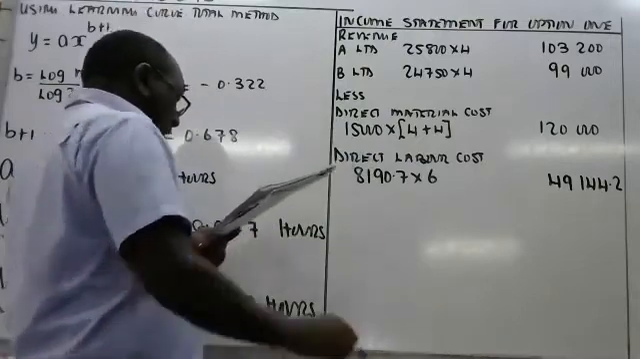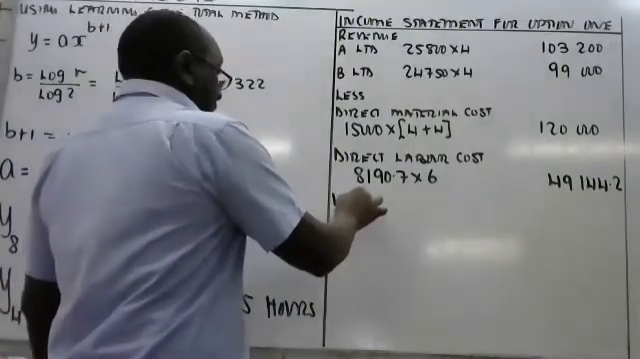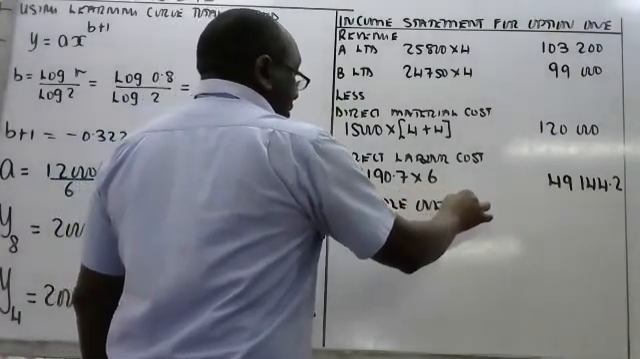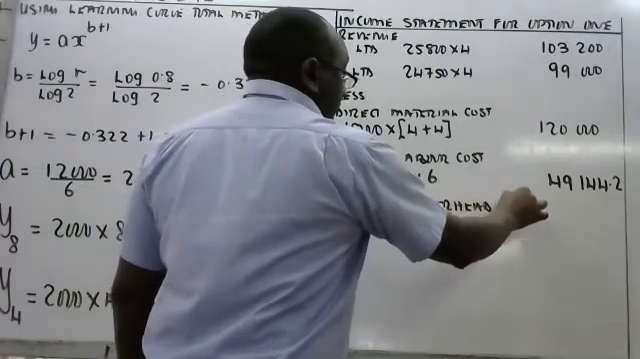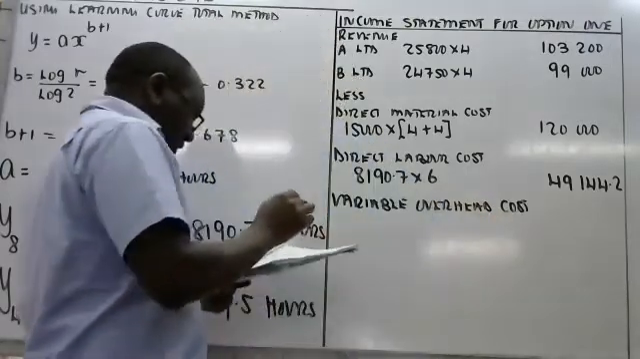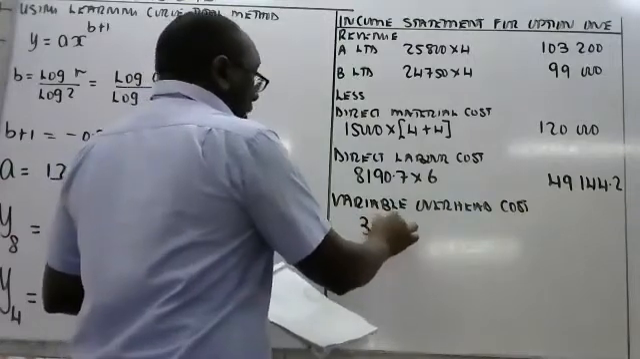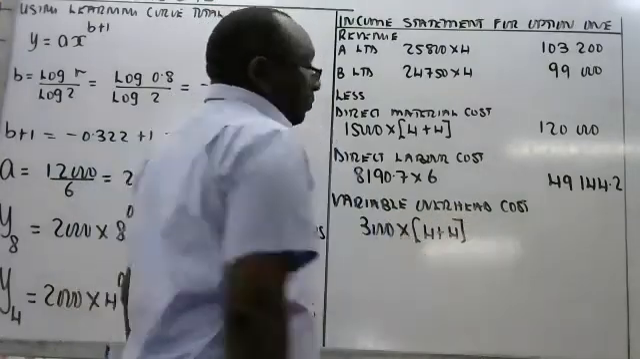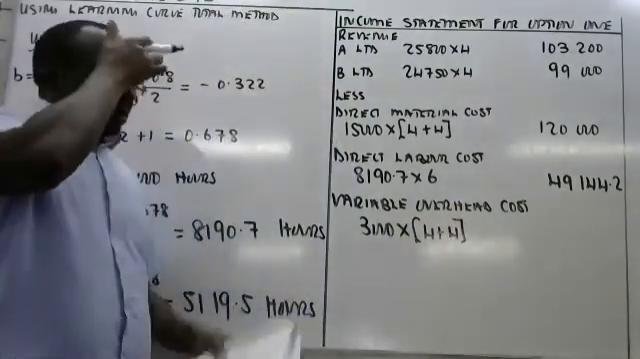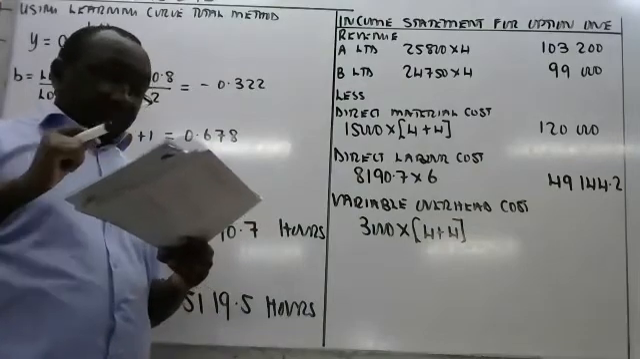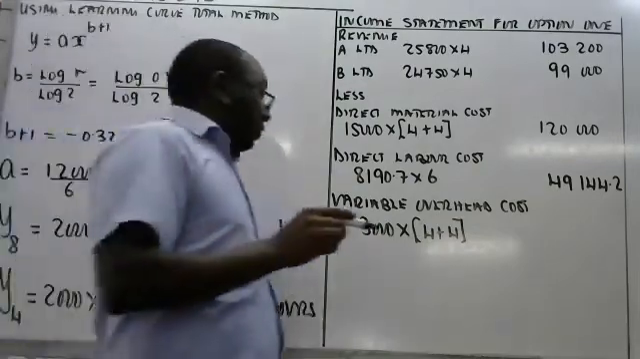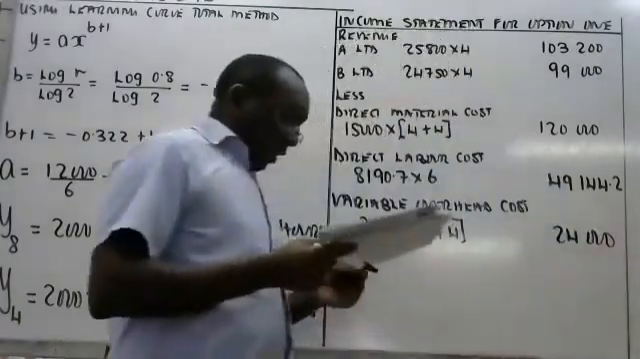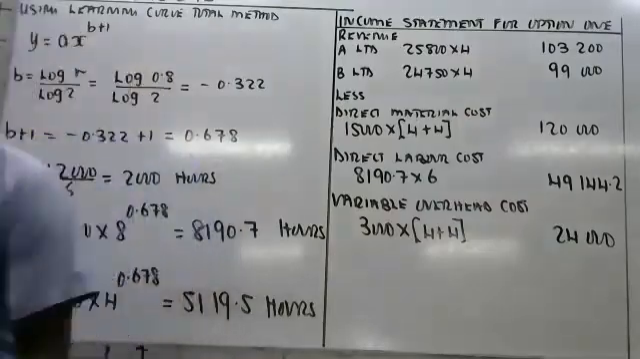Okay, the other one is variable overhead costs. Variable overhead cost is 3,000, and this one is not affected by the hours, so it is 4 plus 4 times 3,000. That gives us 24,000. And I think that is all.